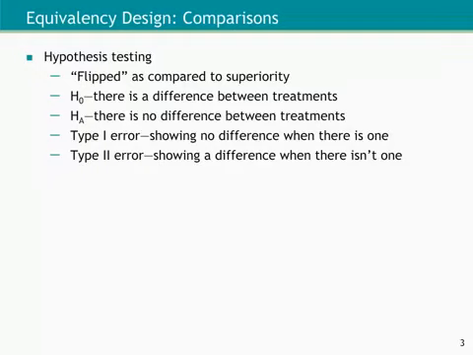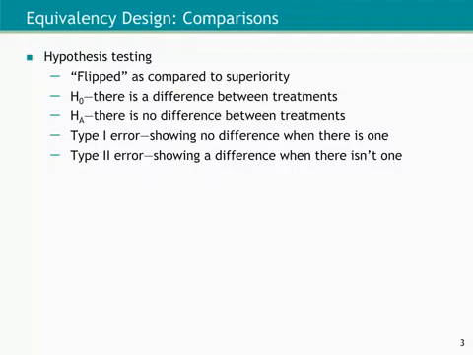So as with the superiority design, the comparison that we want to make in an equivalence design is between a null and an alternative hypothesis. However, for an equivalence design, we flip the way we define these two hypotheses. That is, where for a superiority design we are used to saying that the null hypothesis is that there is no difference between the treatments, for an equivalence design, we say that the null hypothesis is that there is a difference between the two treatments. And our alternative hypothesis for the equivalence design is that there's no difference between the two treatments.